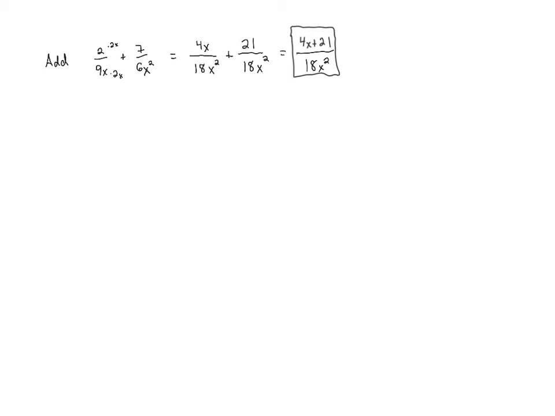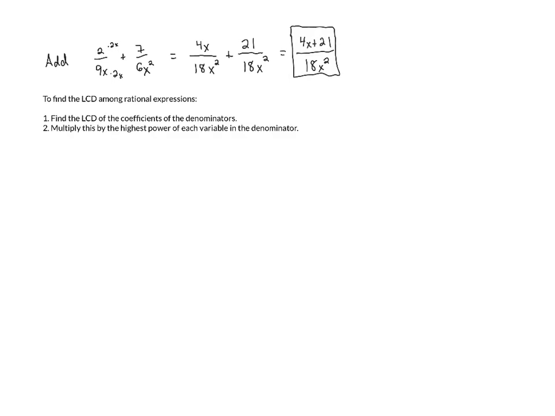Now, this problem we did kind of the long way. We inspected it, we tried to see what would work, we modified things. But in the end, we want a simple step-by-step process for finding the LCD, and I'm going to give you that right now. To find the LCD among rational expressions, first, find the LCD of the coefficients of the denominator. Here, the LCD of 9 and 6 is 18. And then we want to multiply this by the highest power of each variable in the denominator.